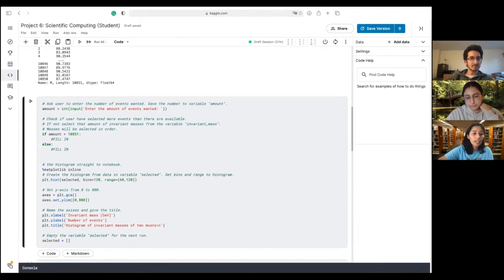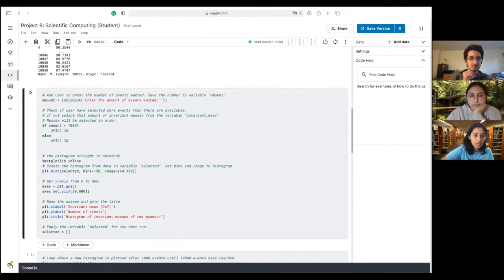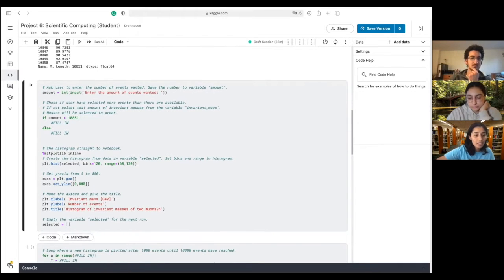Depending on the number of events that we ask for, we get different forms of functions, which we'll see further on. So this amount is an input asking you for the number of events that you want, and then it will show you how the curve looks for that particular number of events.